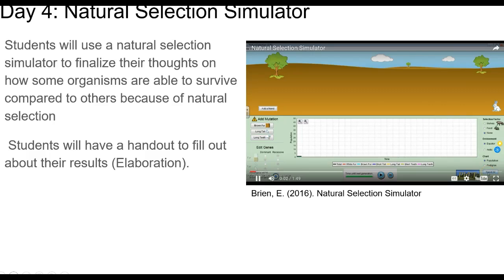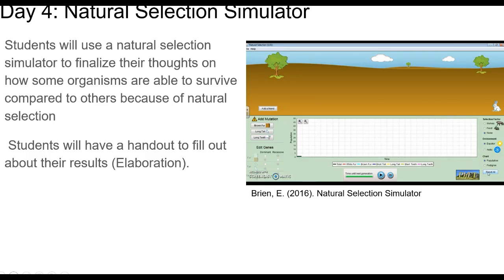This is the natural selection simulator. This is something that the students can use to mimic natural selection, but at a faster rate. So the first thing I would have them do is make sure it's reset. So I'll hit reset all, yes, and then it will start going. So you want to make sure you hit pause.